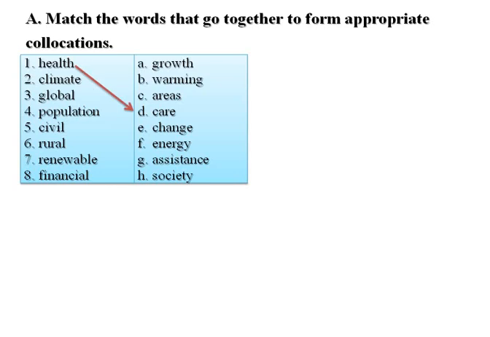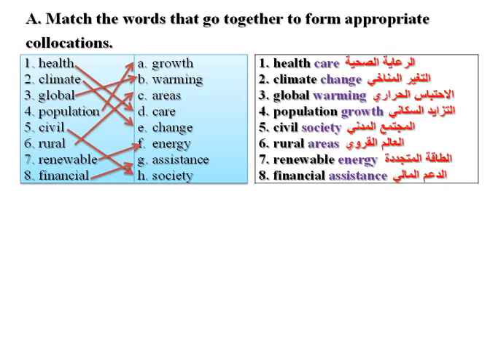Second one, climate, we say change in the climate or climate change. Number 3, global warming. 4, population growth, means people, population comes from people. Number 5, civil, we say civil society. Rural goes with areas, we say rural areas and urban areas. 7, renewable energy. 8, financial assistance. Okay, so you can take a look at the answers and the translation also.